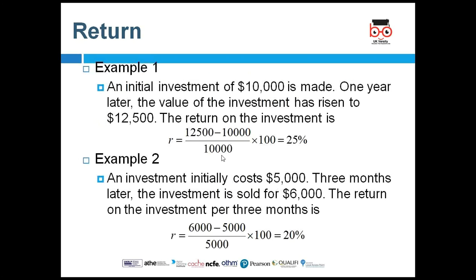Example: an initial investment of 10,000 is made. One year later, the value of the investment has risen. So how many percent have we increased? If we see the example, how many percent? So we have increased 25%, yes? So it is the difference between the final value and the value when invested, divided by the base. We always divide by the base. So with an initial investment cost and 3 months later, the rate of return we have is 20%.